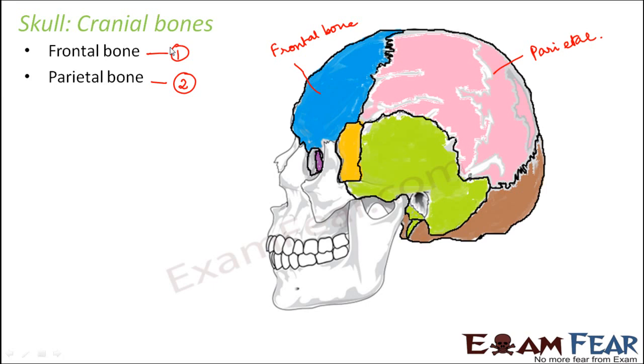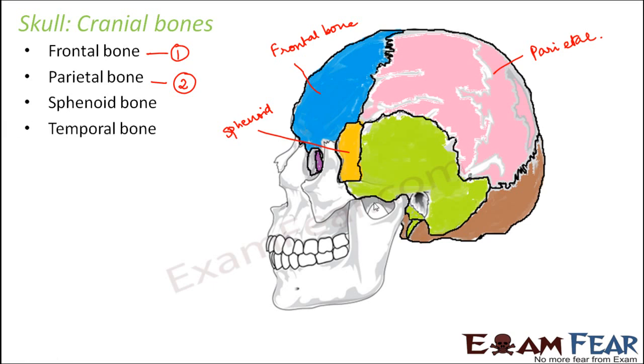The third one is the sphenoid bone. So where do we have the sphenoid bone? This small portion that is yellow in color. This is the sphenoid bone. So where is it located? It forms the base of the cranium. So if you see the base portion, the lower portion of the cranium is formed by this sphenoid bone.